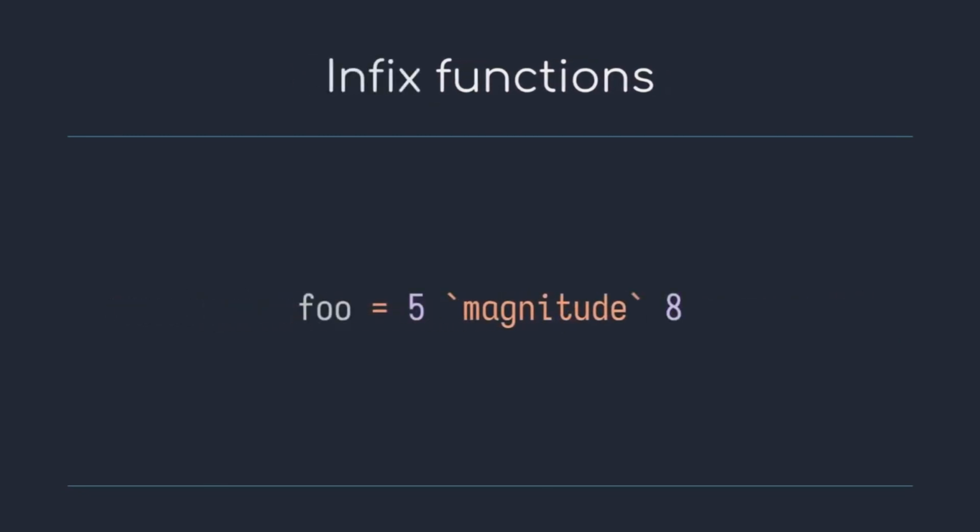Haskell actually allows you to call every binary function as an infix function by surrounding the function name with backticks. This can be useful for reducing the amount of parentheses in some cases, but it can also make your code a lot less readable, so use it carefully.